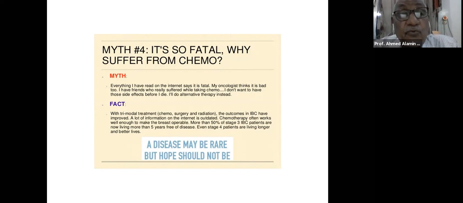The fact is, with modern treatment, that is chemo, surgery, and radiation, the outcomes in inflammatory breast cancer have improved. A lot of information on the internet is outdated. Chemotherapy often works well enough to make the breast operable. More than 50% of stage 3 inflammatory breast cancer patients are now living more than 5 years free of disease. Even stage 4 patients are living longer and better lives. A disease may be rare, but hope should not be.